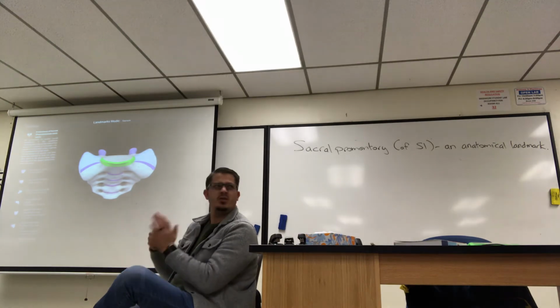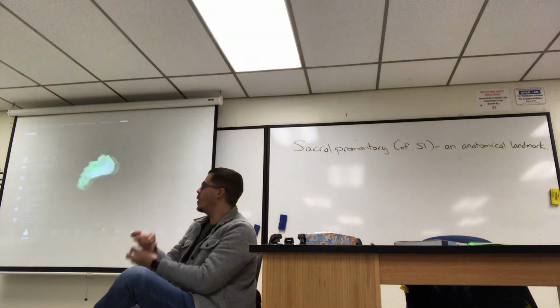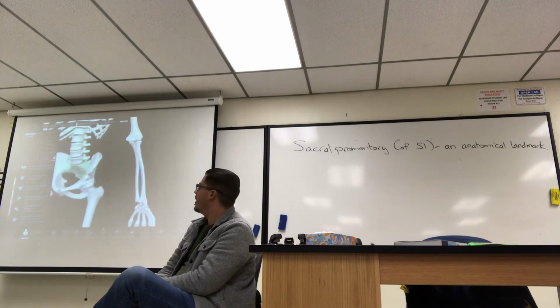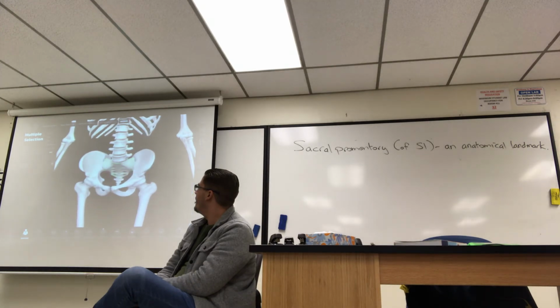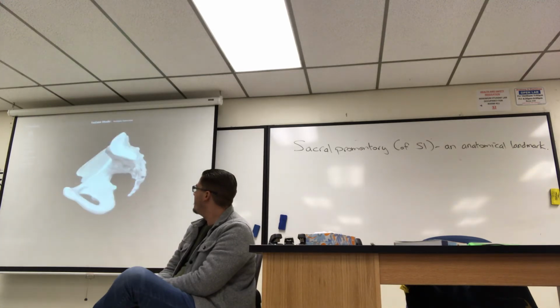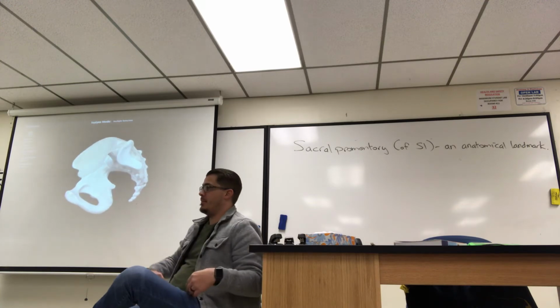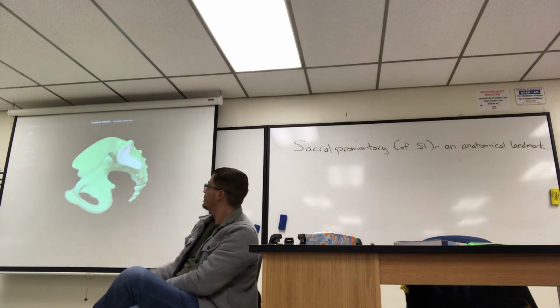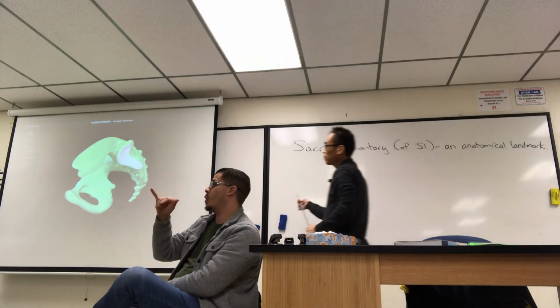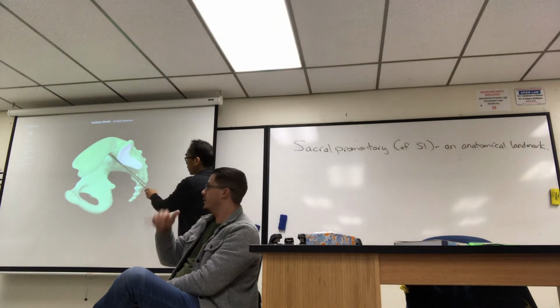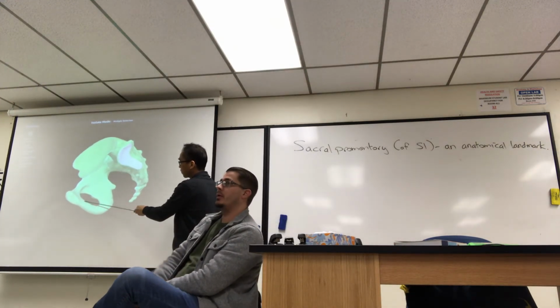Let me show you again. Let me get the hip bone back in there. So I'm going to put this back together. I'm going to do multi-select. So when we look at it from the side, you can see that the sacral promontory is right here. There's a distance from here to the front of the pubis.